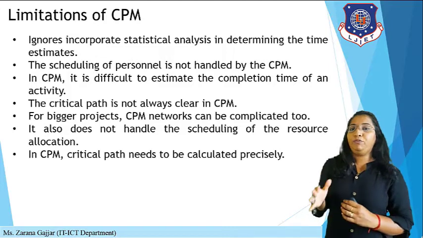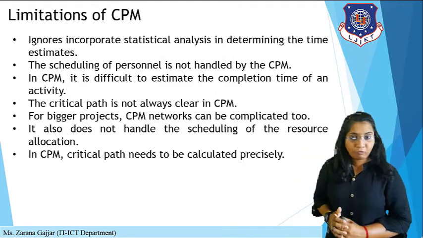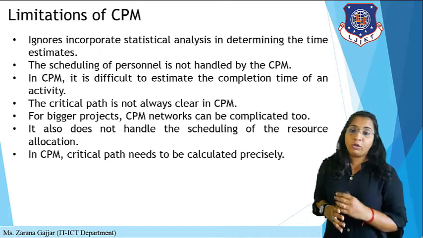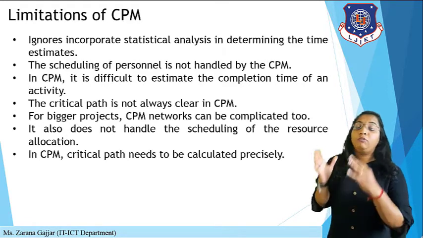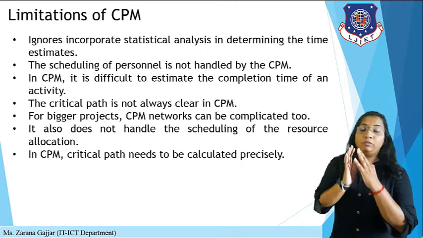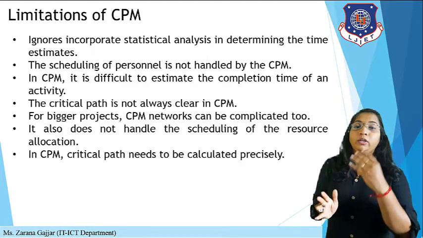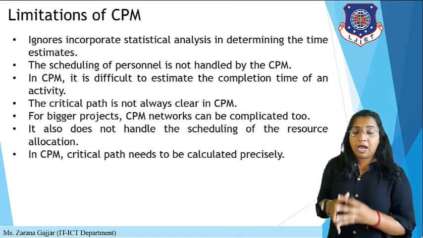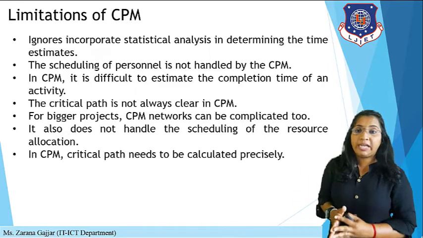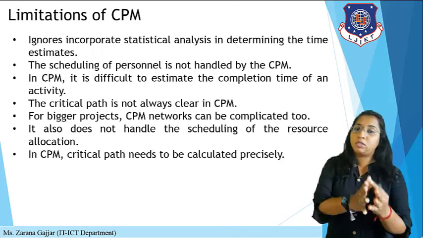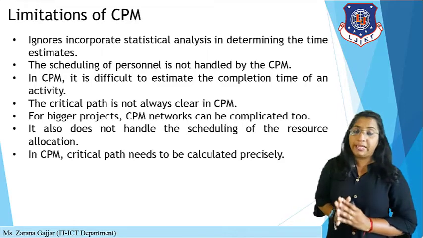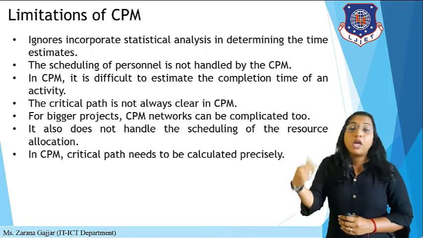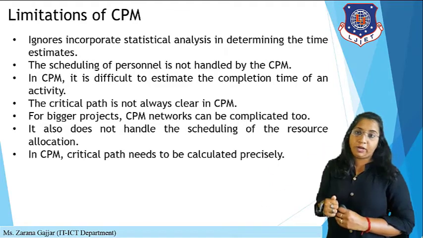For example, if you are working on the requirement gathering phase, you don't know how much time you require for requirement gathering, because it always depends on what kind of data you have gathered. If any difficulties arise during requirement gathering, it always takes some more time. So this is all about the limitation that it is difficult to estimate the completion time of an activity.